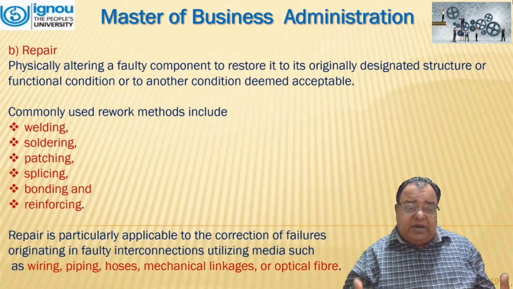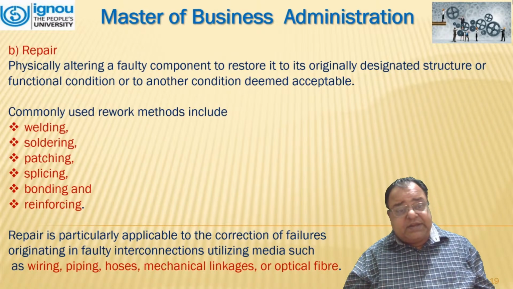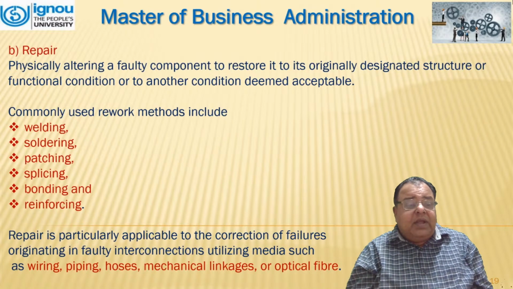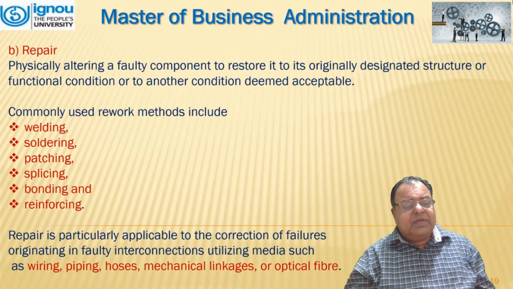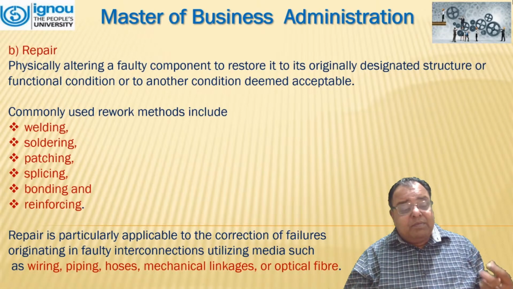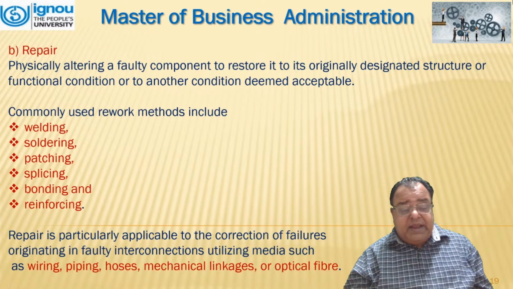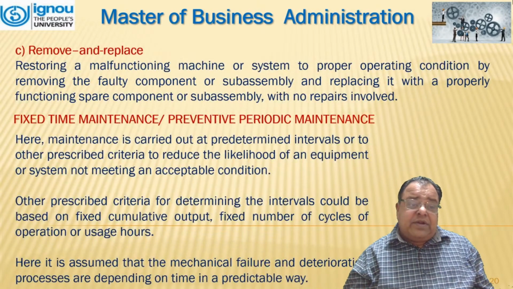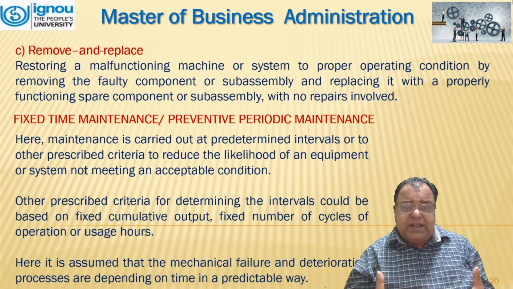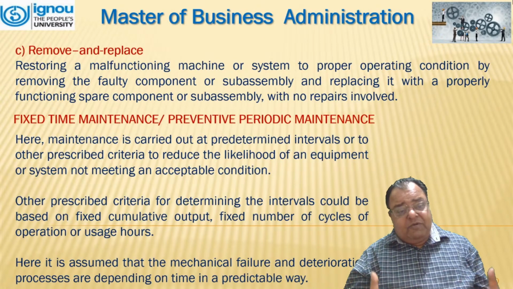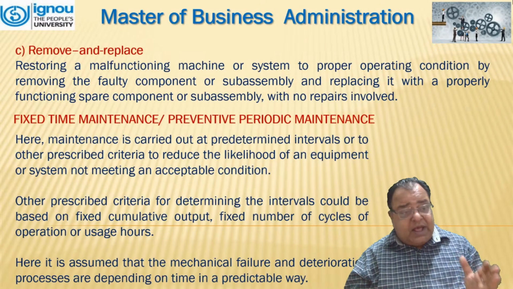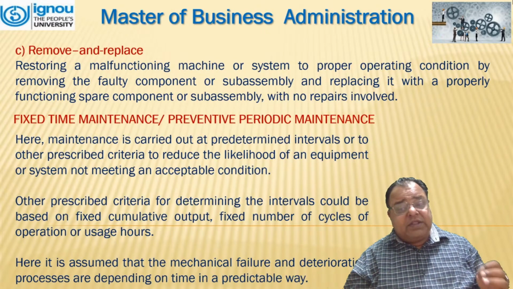Second, repair: physically altering a faulty component to restore it to its originally designated structure or functional condition or to another condition deemed acceptable. Commonly used rework methods include welding, soldering, patching, splicing, bonding, and reinforcing. Repair is particularly applicable to the correction of failures originating in faulty interconnections, utilizing media such as wiring, piping, hoses, mechanical linkages, or optic fiber. The third one is remove and replace: restoring a malfunctioning machine or system to proper operating condition by removing the faulty component or subassembly and replacing it with a properly functioning spare component or subassembly with no repair involved.